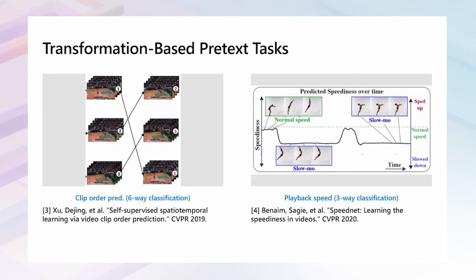Another interesting type of pretext task is transformation-based. The input video clips are intentionally manipulated, such as being rotated or temporally shuffled, and the network is trained to predict what kind of manipulation was applied to the input clip. For example, a clip is cut into 3 parts and permuted. The network is trained to predict which permutation was applied among the 6 possible choices.